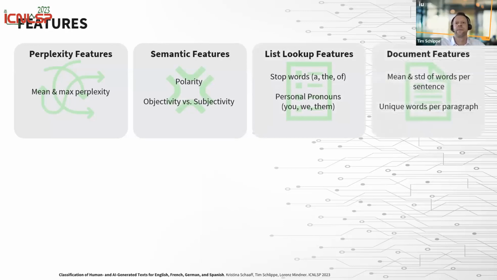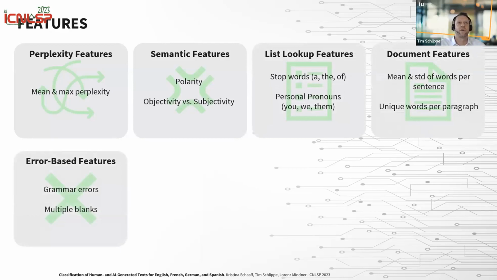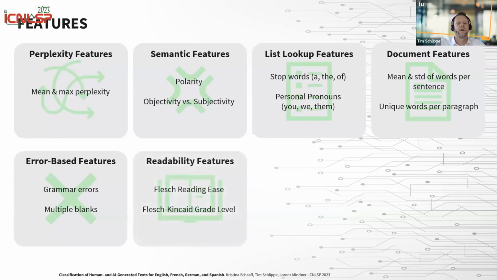Furthermore, we used traditional list lookup features like stop words, personal pronouns, but also discourse markers, which help improve the flow of text. We used document features. For example, we computed the mean and standard deviation of words per sentence and the unique words per paragraph. We also used error-based features. For example, we applied grammar checkers and regular expressions in order to find multiple blends, for example, multiple characters. We furthermore investigated a so-called readability feature. So we computed the so-called Flesch Reading Ease and the Flesch-Kincaid Grade Level, which are metrics used in American high schools to assess the reading level.